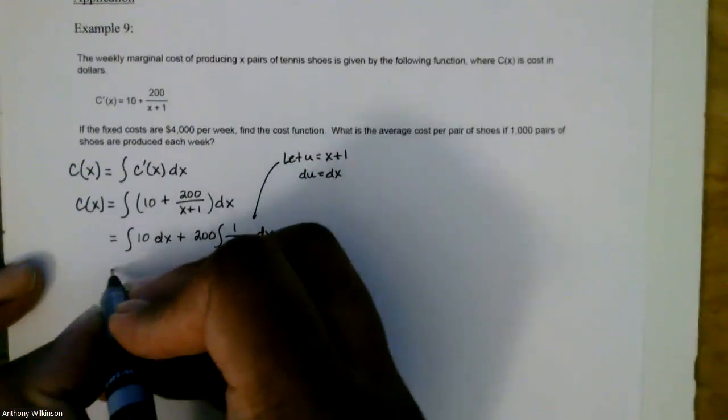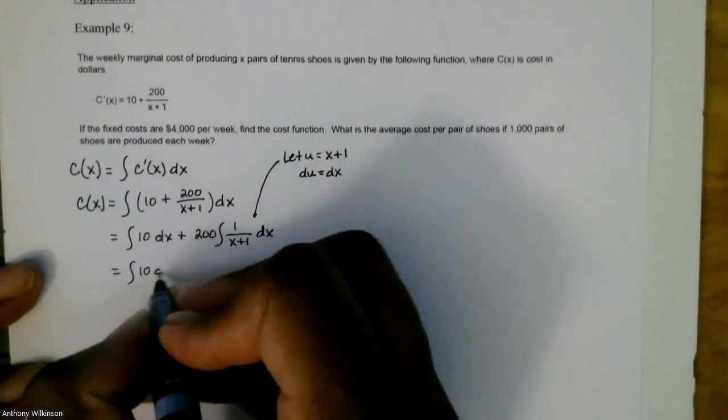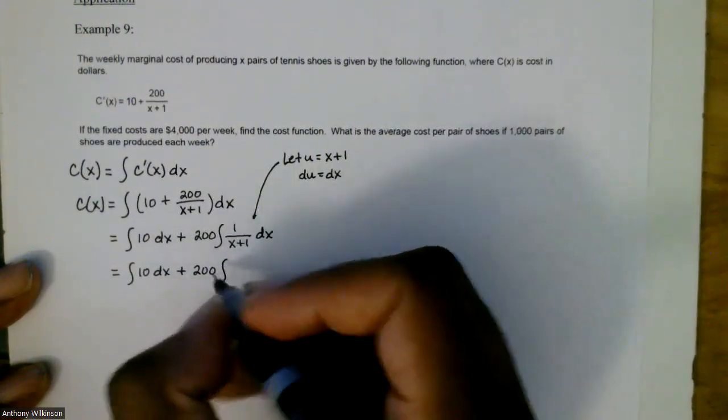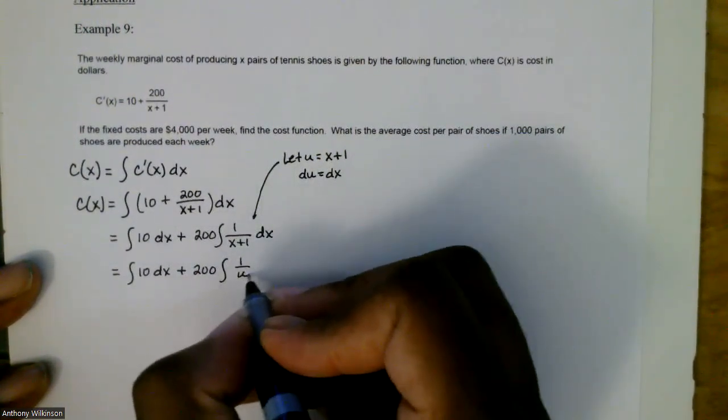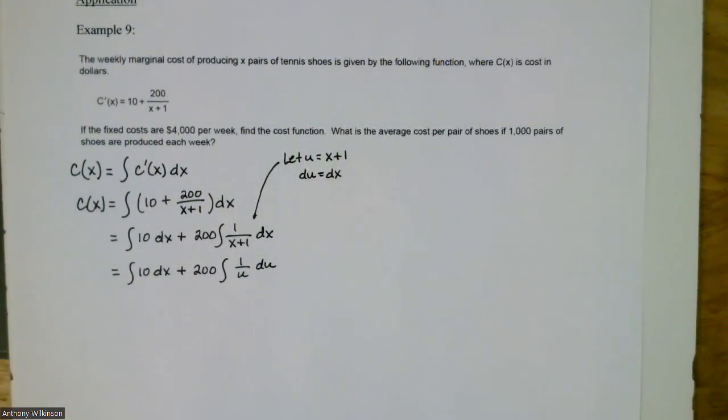So I'll do this. Bring down the integral of 10 dx plus 200 times the integral of 1 over u du. X plus 1, I'm letting u be that. Dx came out to be du.